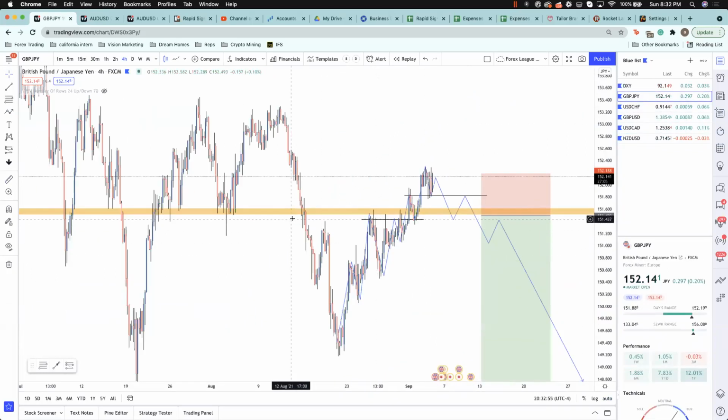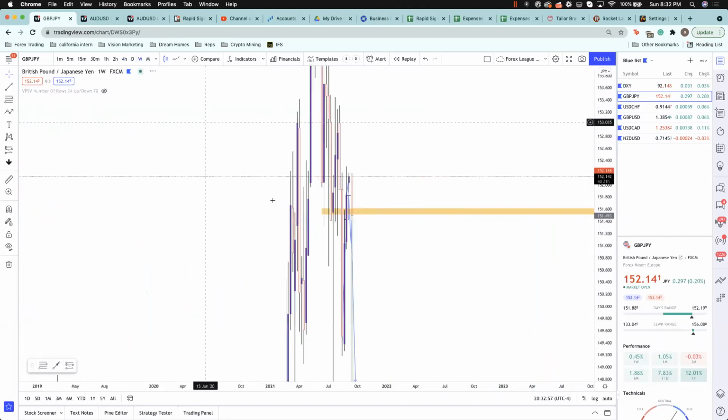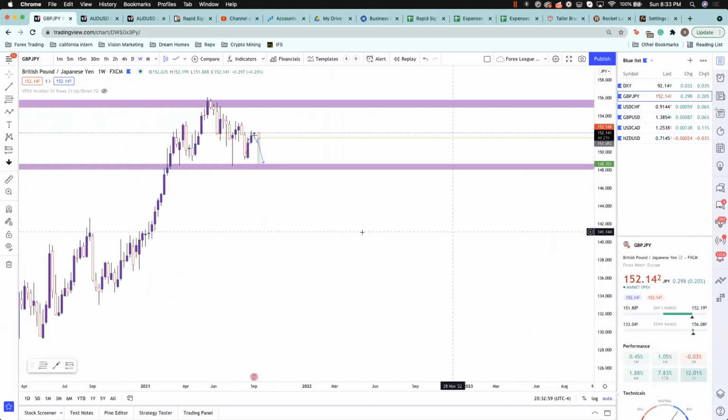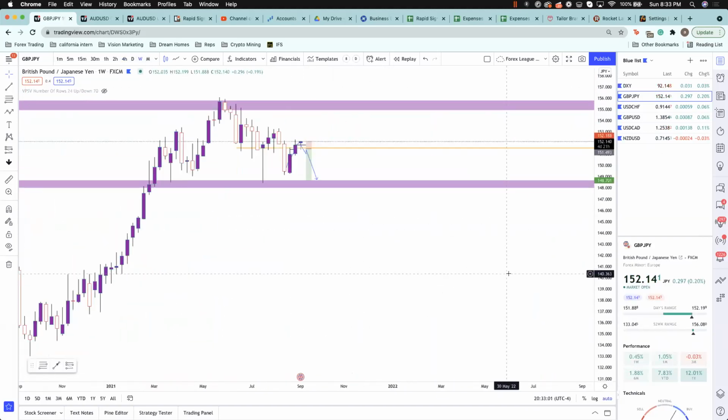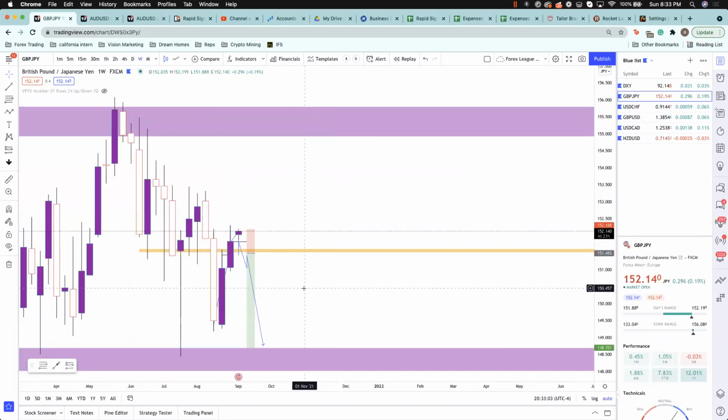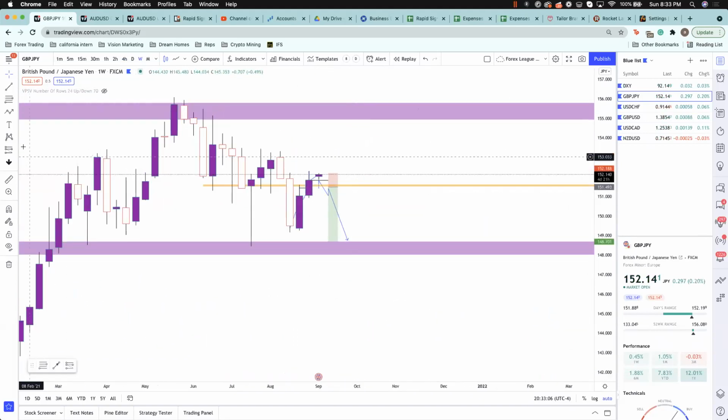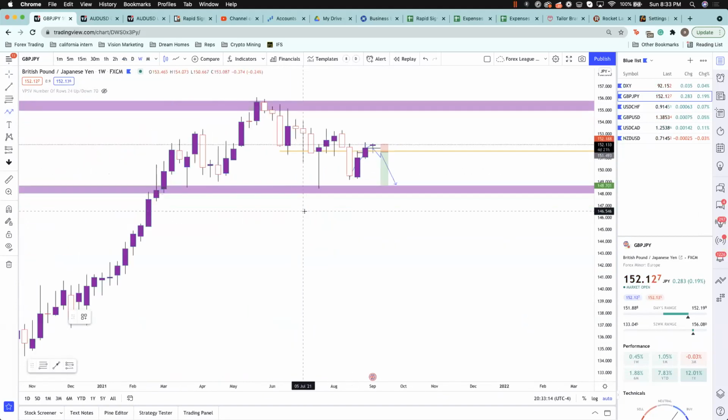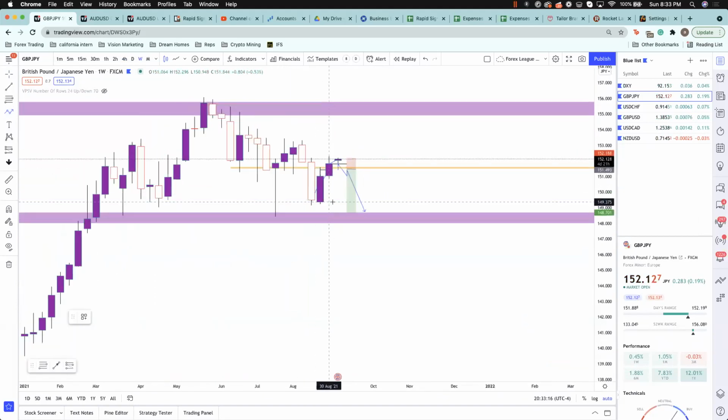Let's go to GJ next. This is going to be an interesting idea, but we have to wait for this to develop. I don't want to get ahead of ourselves, but last week we got stopped on this one, and I don't want to chase this trade, but I still believe that this thing could reverse and head to the downside. Let's just go over why.